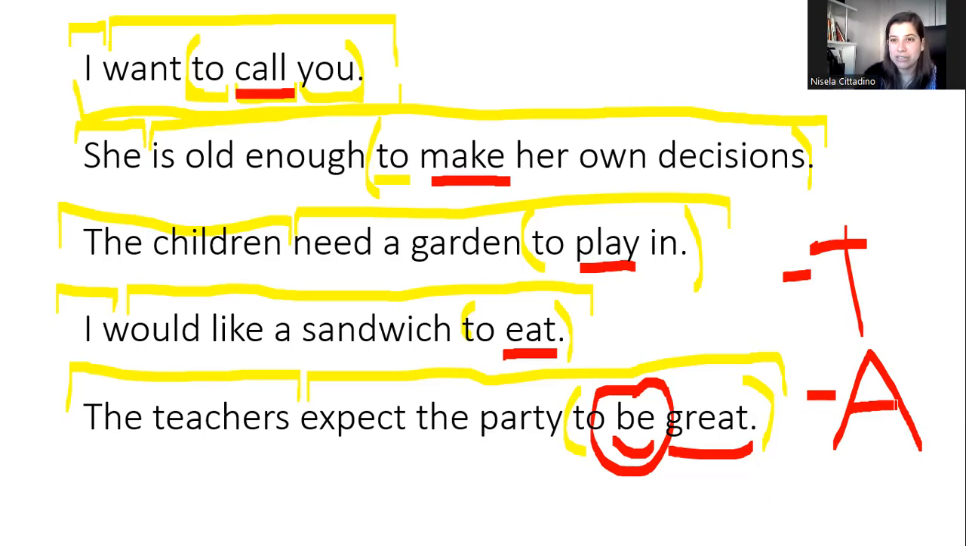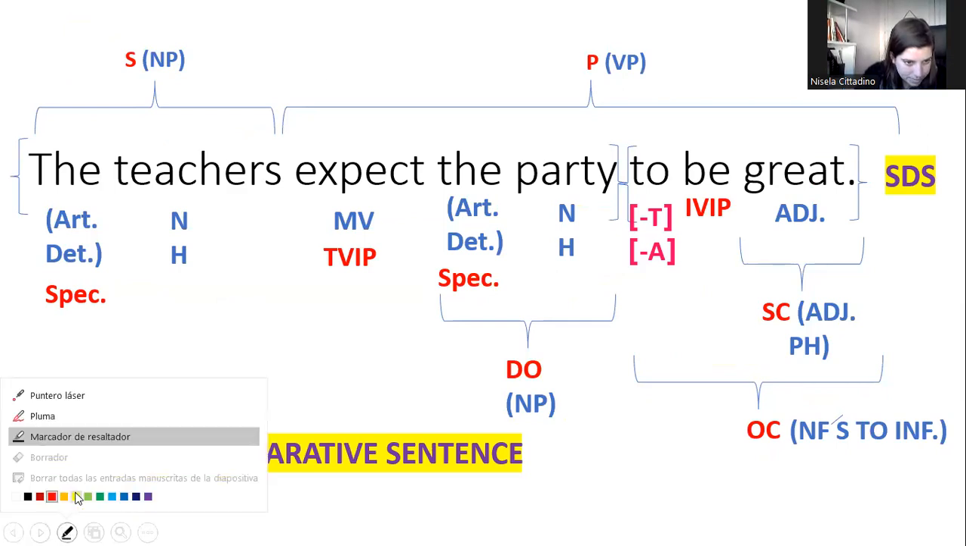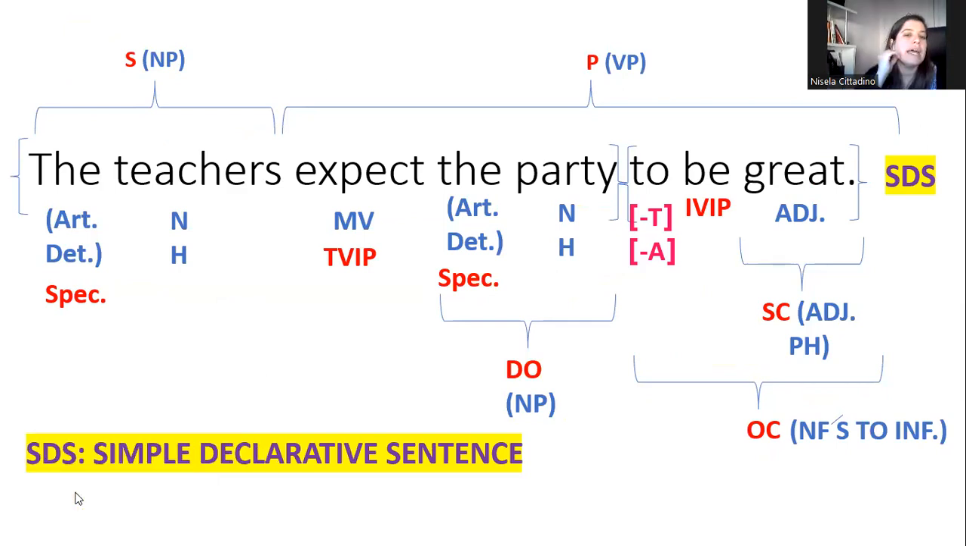Okay, so ready to analyze one of these sentences? Let's see how it goes. In this case, there we go. The teachers expect the party to be great. So let us start from the very beginning. What is the subject of this sentence? The teachers. The teachers here is a noun phrase, and we are going to start marking it on top of it.